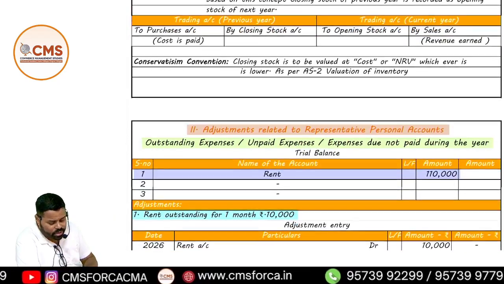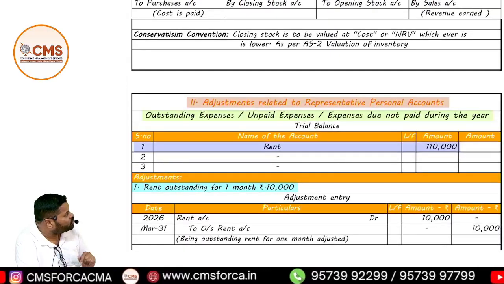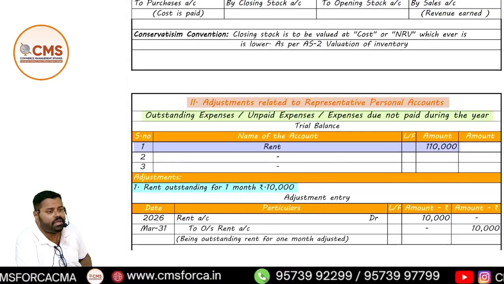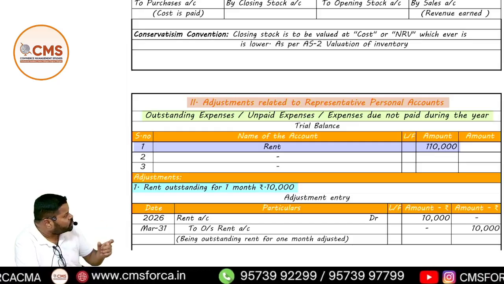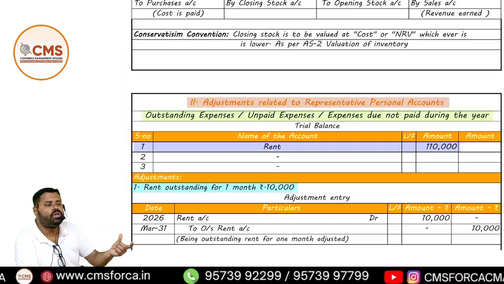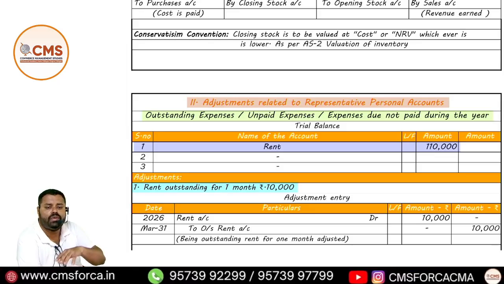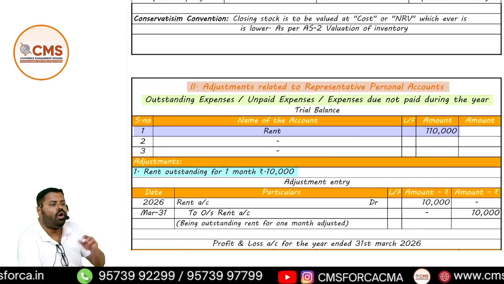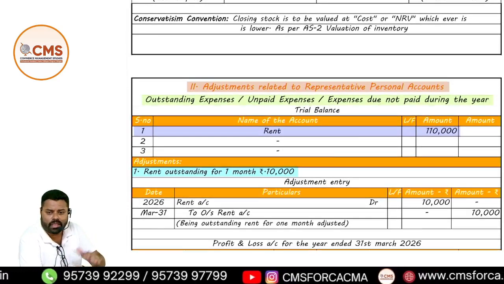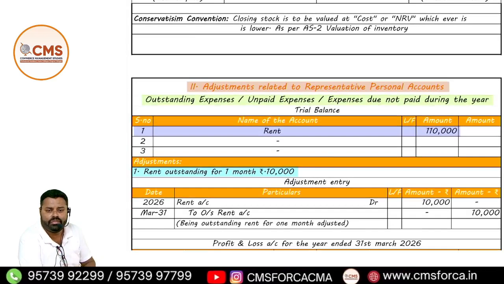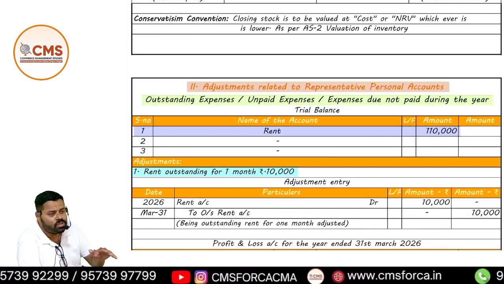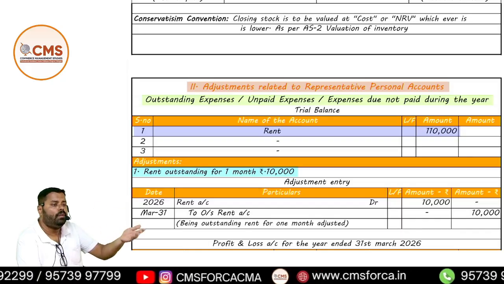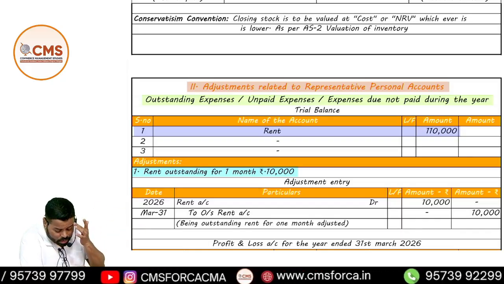And what is the convention that we are following? The valuation of closing stock is done on the conservatism concept. That's why closing stock should be recorded at cost or net realizable value, whichever is lower. Okay. So conservatism says what? Always try to show underplay, that is, always understate your state of affairs. Don't show the exact position or overstate your position there. Okay, that's what it implies.